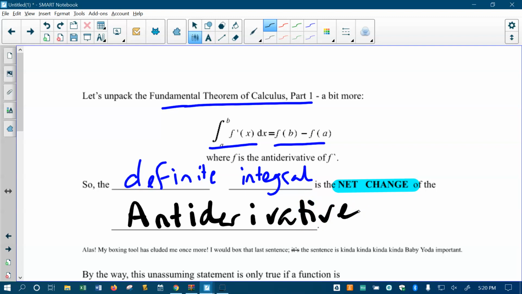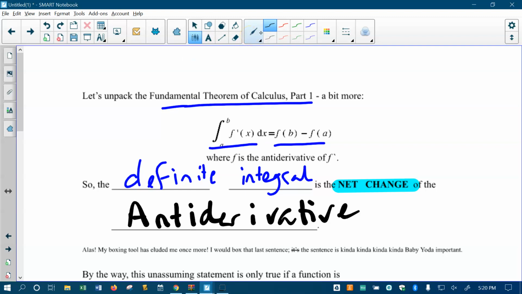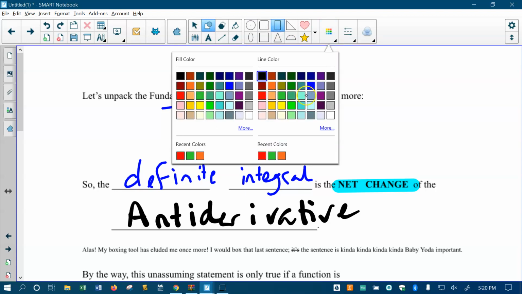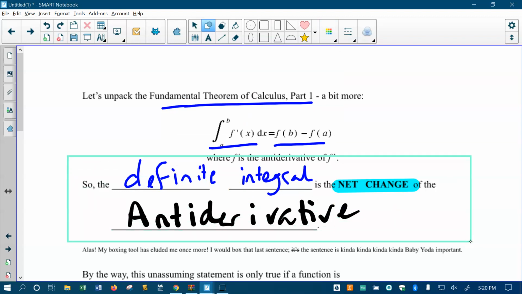And as you can see here, my boxing tool has eluded me once more. I would box in that last sentence because that is the most important sentence you could possibly imagine in your entire existence. So let us just put a box in here. And you're welcome to stop the video if you got bored of me already. That's fine if you got bored. I'm not offended. I'm a little offended. Here's the box. Oh, look at the fancy box.